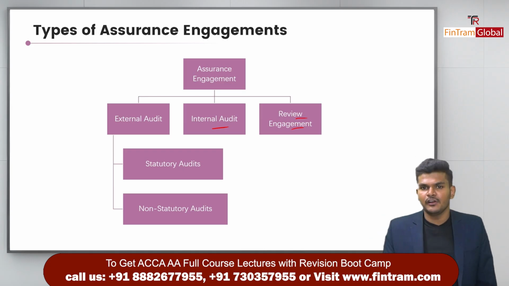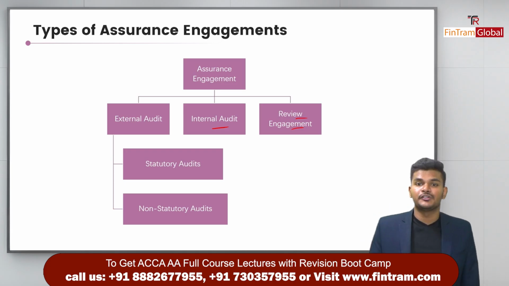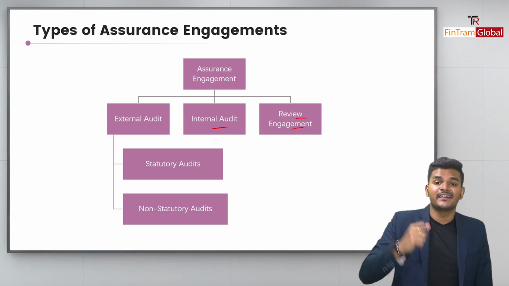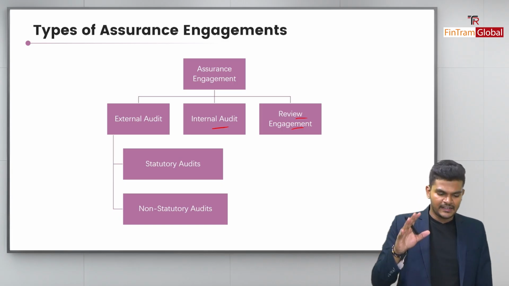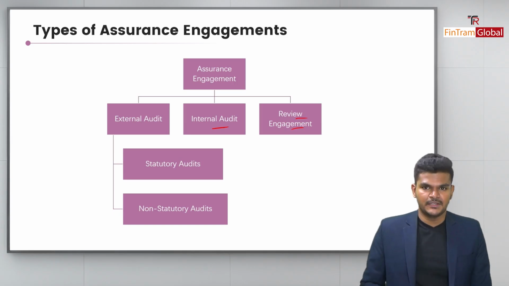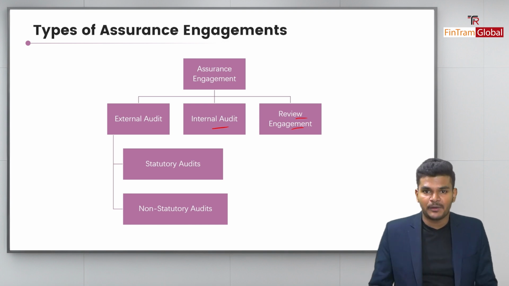Whereas in internal audit, they do not only review the financial statements, but they also review internal controls. They provide consulting services. They provide risk management services. They ensure that the corporate governance principles are being followed in the company, etc. So all these things are conducted by internal auditors. Now, moving on to the review engagements, right? These are basically those engagements where we do not provide a reasonable amount of assurance.